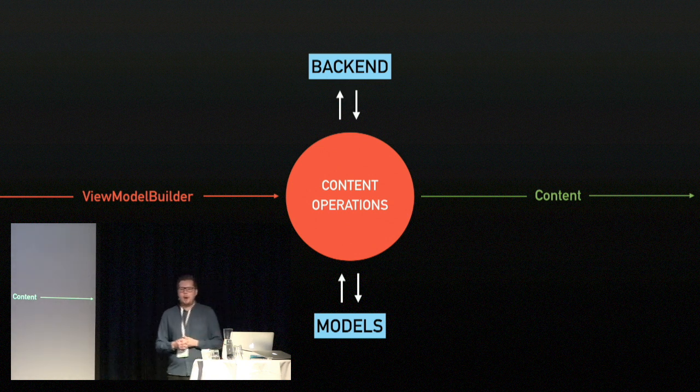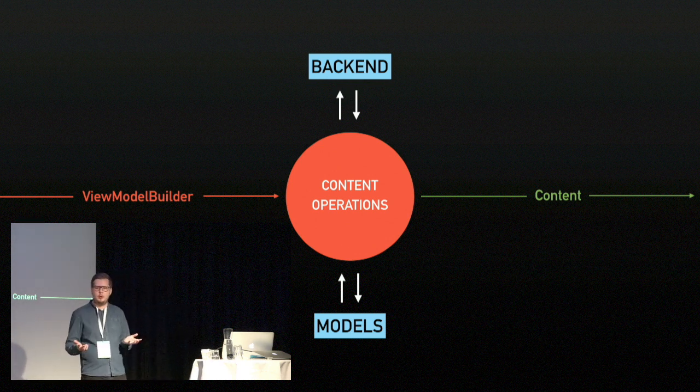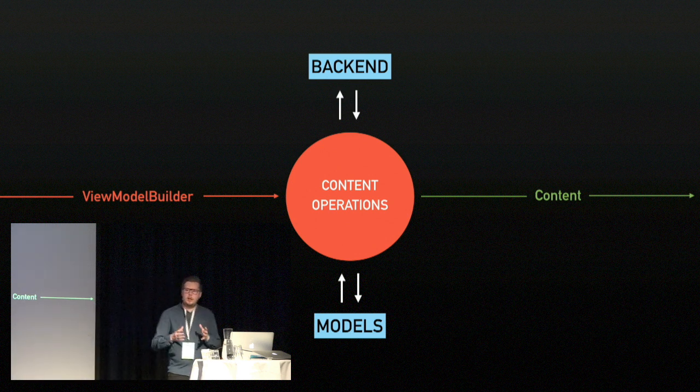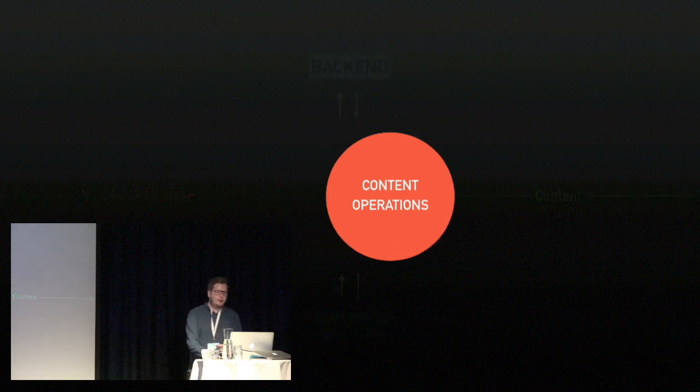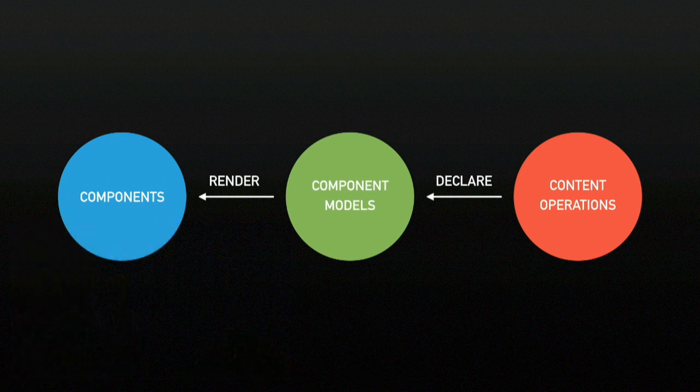Another thing that is great about operations is that they're chainable. You can just put them after each other. Just like when you're using NSOperationQueue or Grand Central Dispatch, you can easily create queues of content where each operation does something very specific, so you don't have to scatter your code all over the place. So if we look here at how content operations fit into this kind of way of doing things, we see that content operations declare what models we want to render. And then the models will be rendered using components.